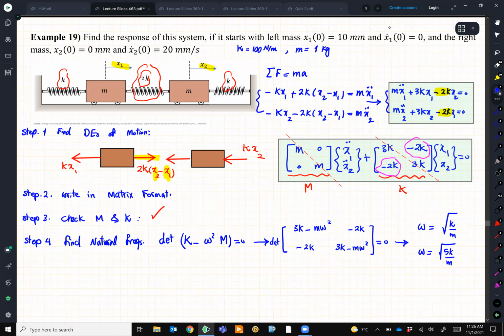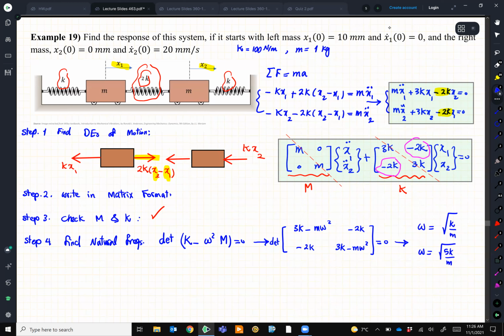We put them in order from smallest to largest, and we call the smallest omega 1, the lowest, omega 1, the second one omega 2, and so on, if you have more than 2. So in this case, we say the lower natural frequency, the higher natural frequency, and so on. So we found the natural frequencies of this system. There are 2.